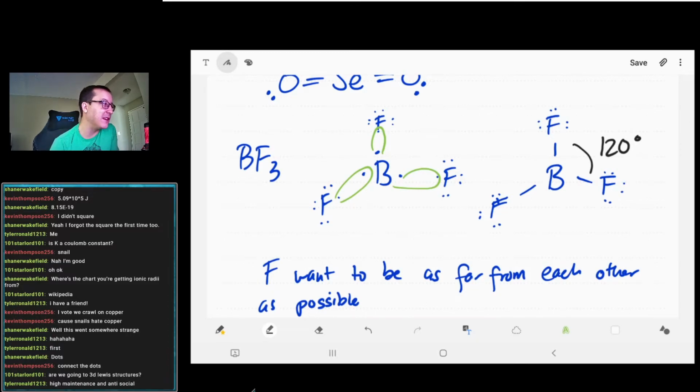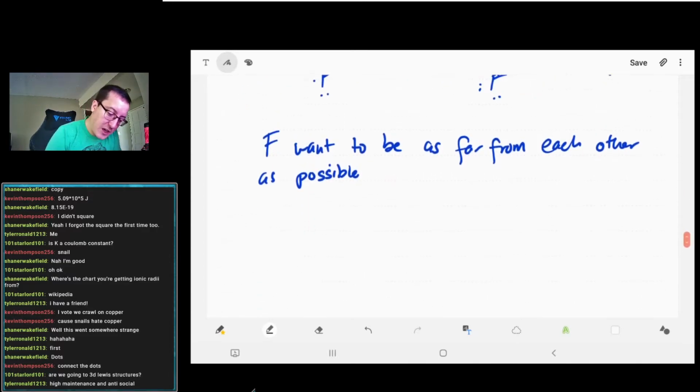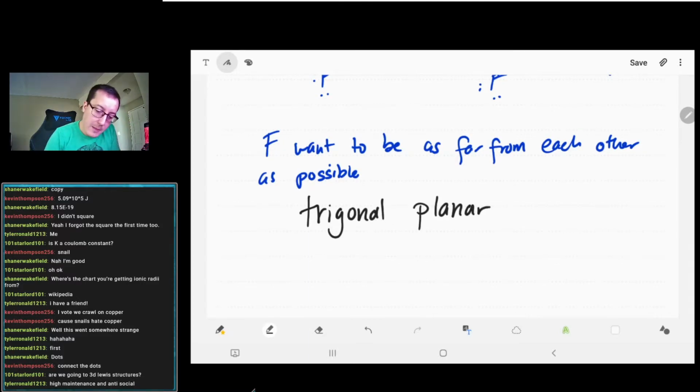Fluorine is like the complete diva. Like, forget it. So those will want to be about 120 degrees from each other. And that's actually going to be the best way to arrange them so that they are as far from each other as possible. We're going to see that this shape is called Trigonal Planar. And this will be your flagship molecule for that shape.